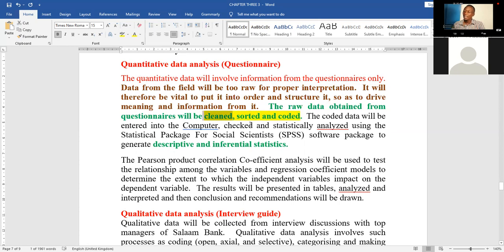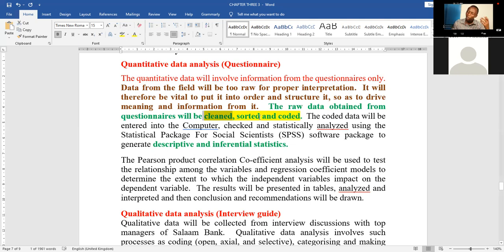When I say the data obtained from the questionnaire will be cleaned, I don't mean cleaning with water. I mean that you are going to be omitting the data that has mistakes. For instance, you are collecting the questionnaires from the people, but when you realize that a certain questionnaire has some mistakes, you are going to omit it. You are going to put it aside. It means that you are not going to consider it. So that is cleaning.